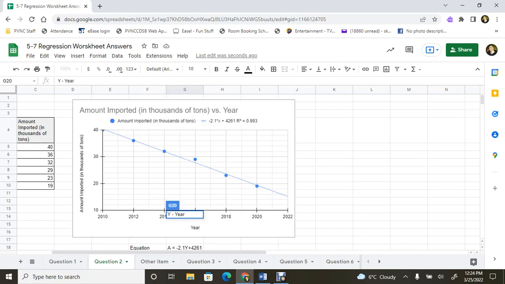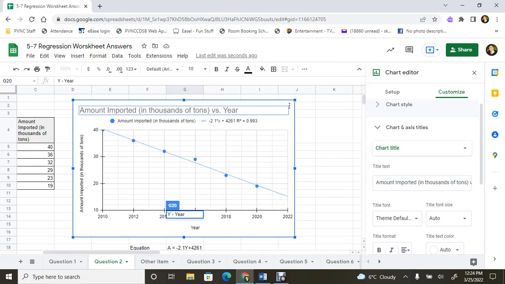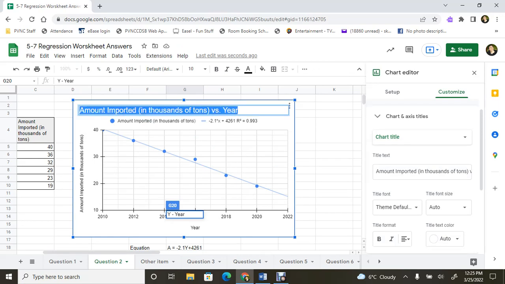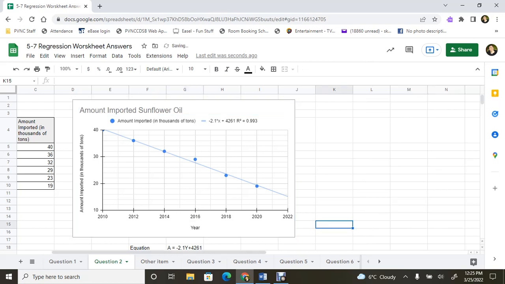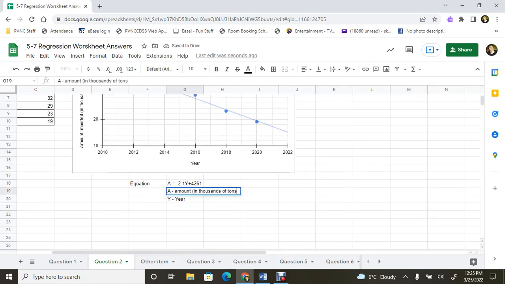The amount imported versus the year. Maybe we can put what was imported. I believe it's sunflower oil, so I'm just going to put sunflower here. Maybe I can make this a little bit nicer here. Amount of sunflower oil imported, thousands of tons. That looks a little bit better. And Y is the year.